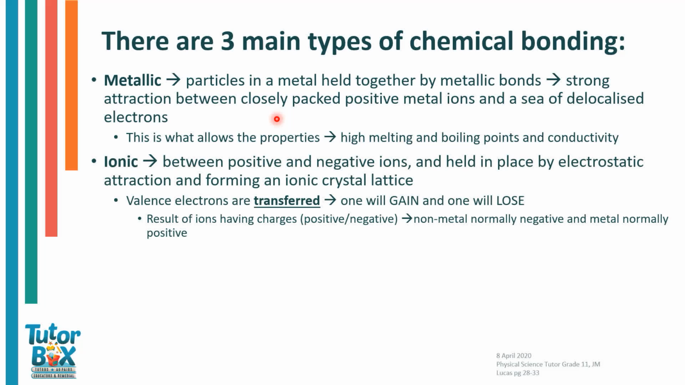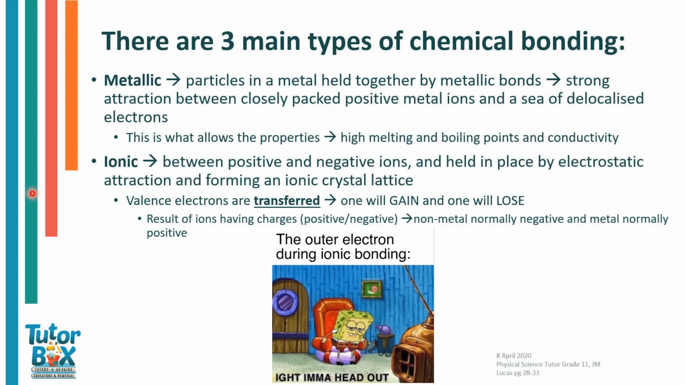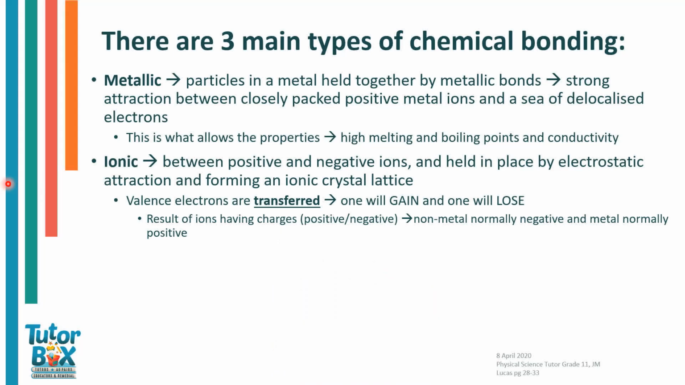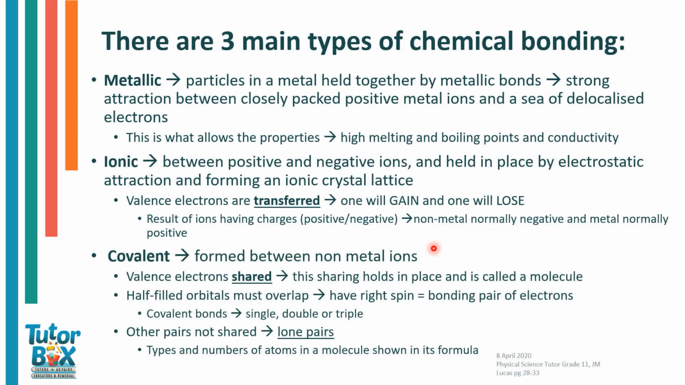Ionic is the bonding between positive and negative ions, and these are held in place by the electrostatic attraction, and they form an ionic crystal lattice. Your valence electrons are transferred in ionic bonding, so one ion that's positive will generally lose, and the one that's negative will generally gain. The result is the ions having charges, so they're positive or negative, and your non-metal is normally negative and your metal is normally positive.